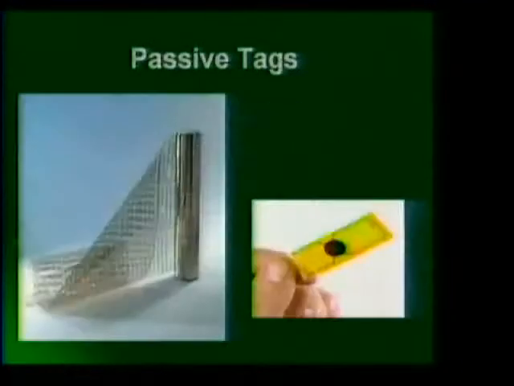If you see here, the sheet is actually how they print some of the passive tags. So you can see the benefits of the passive tags. You can print out a whole roll at a time and then cut them out as you need them.